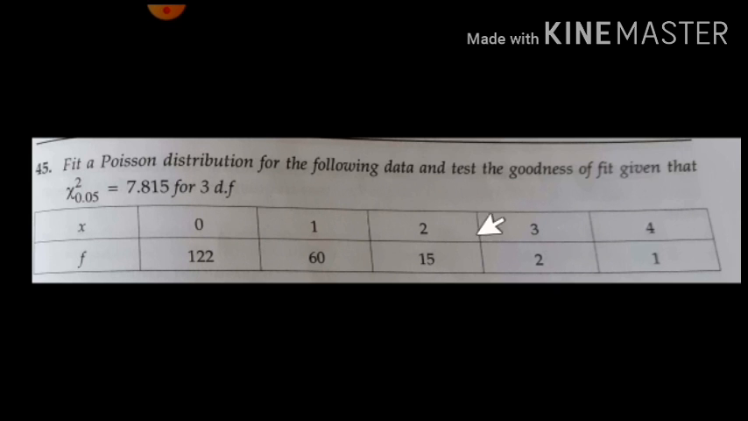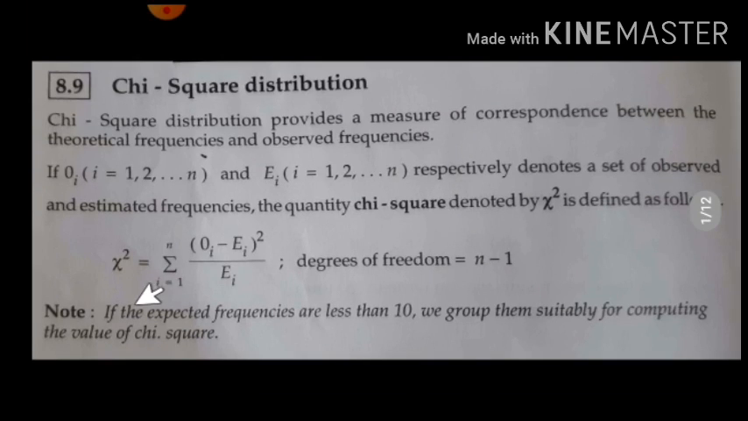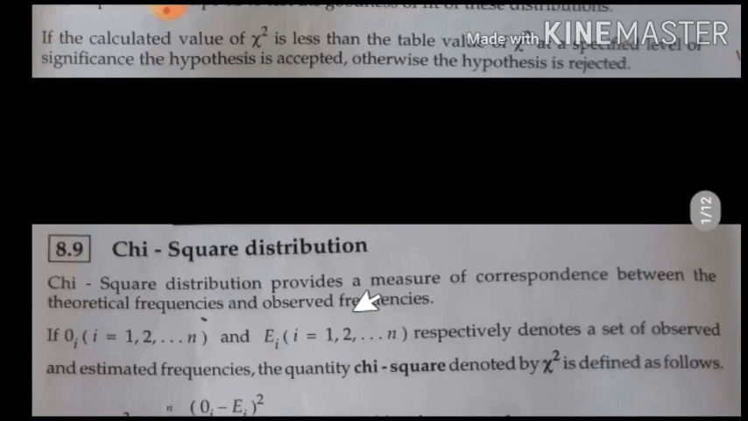But here observe that the number of data is 5. So how did they convert it to 4 data and why should it be done? In the previous video we discussed it. I told you to observe that note. Here observe the note: if the expected frequencies are less than 10, we group them suitably for computing the value of chi-square. To reduce the number of classes, if the expected frequency values are less than 10, we can group the values to compute the chi-square.